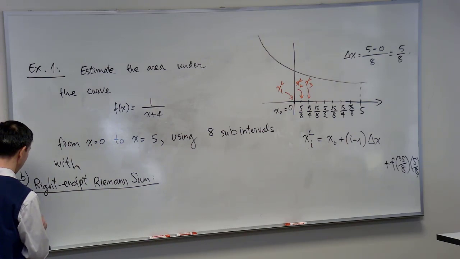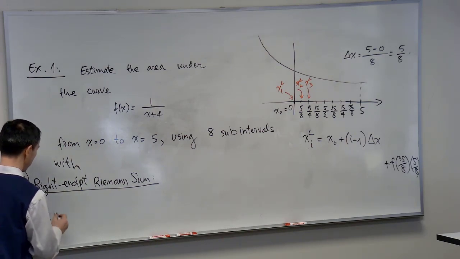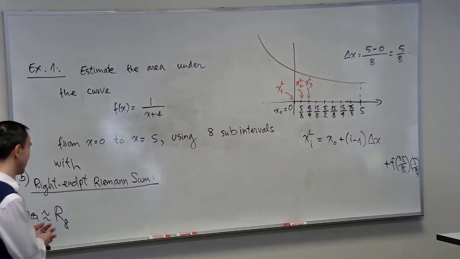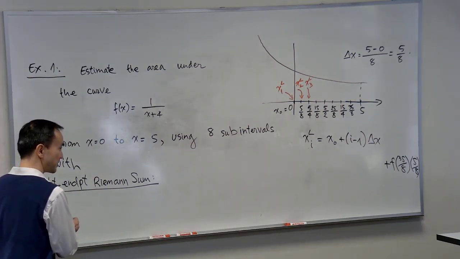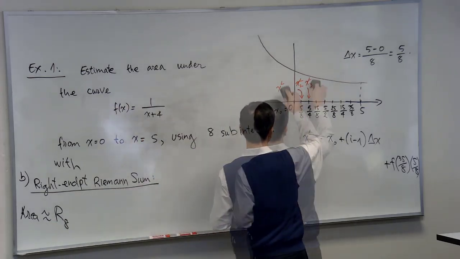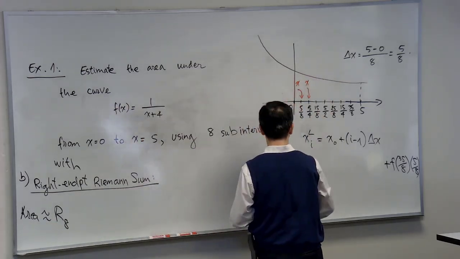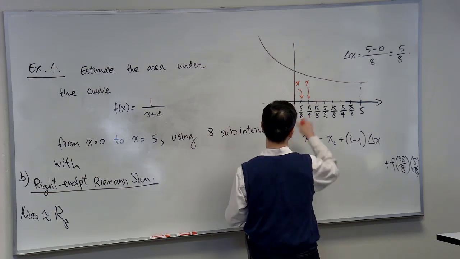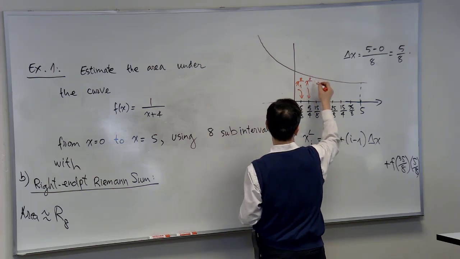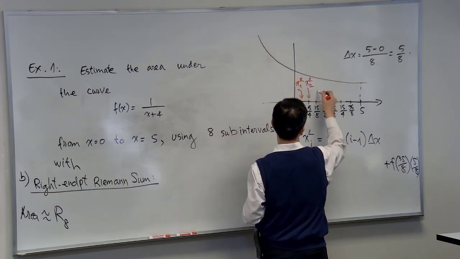That's the area approximated by this time R8, like 8 subintervals. So now I'm going to have to redraw my figure here a little bit. Adjust them. 5/8 now is going to be our right-hand point on the first subinterval. This is the right-hand point on the second subinterval, and so on and so on.